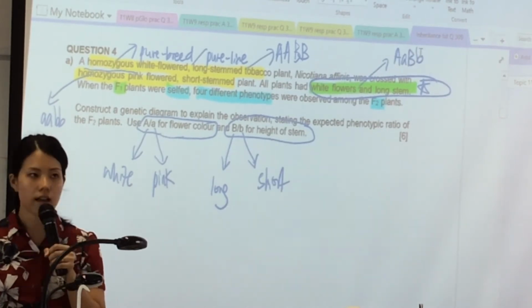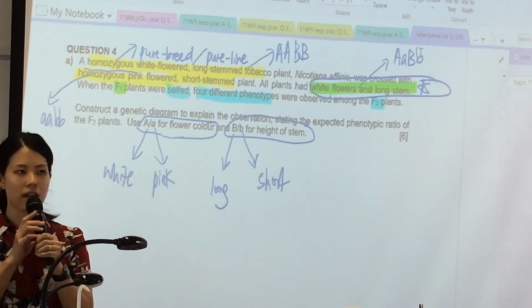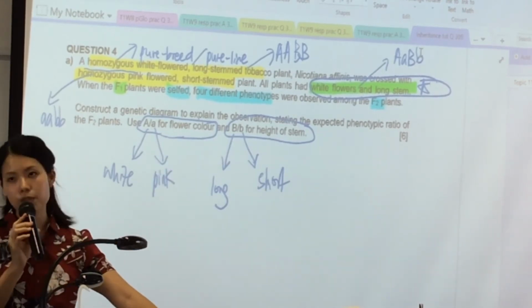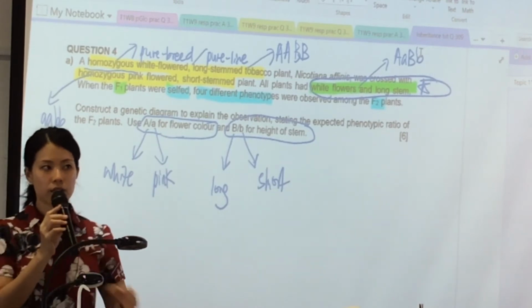Okay, now then you see the F2, what ratio are you expecting to get for F2? Based on the ratios you have memorized. 9:3:3:1, because you cross two double heterozygotes.